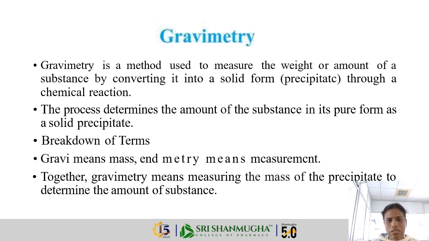Gravimetry is a method used to determine the weight or amount of a substance by converting it into a solid form through a chemical reaction. The process determines the amount of substance from a pure solid precipitate. Breakdown of terms: gravi means mass and metry means measurements. Together, the name gravimetric means measuring the mass of the precipitate to determine the amount of substance.